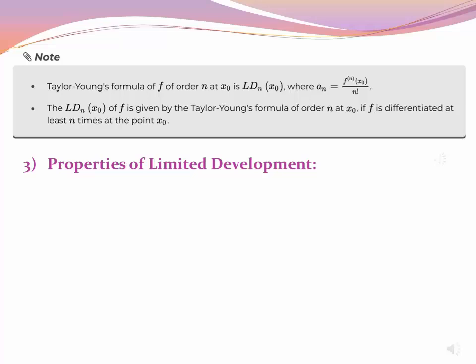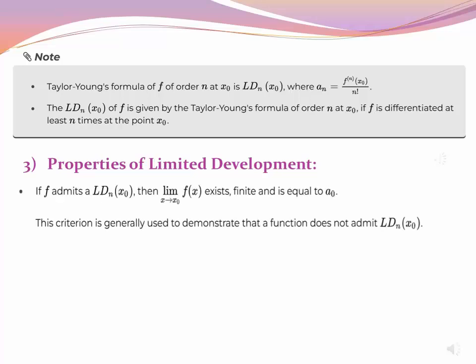We will now study the main properties of the limited development. One important property is the following. If a function f admits a limited development of order n at the point x0, then the limit of f of x as x approaches x0 exists, is finite, and is equal to a0. This criterion is often used to prove that a function does not admit a limited development at x0, especially when the limit does not exist or is not finite.